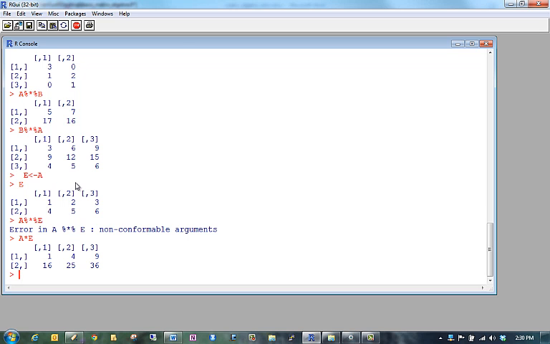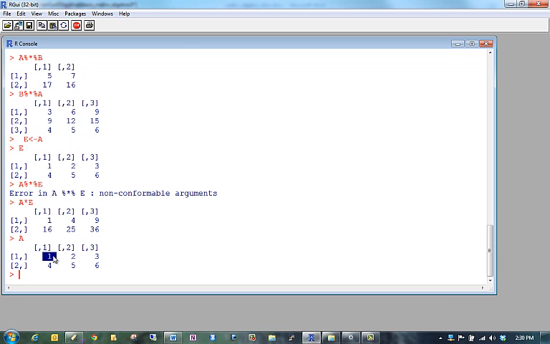So the first element of A, which is 1, is multiplied by the first element of E, which is 1. So you take 1 times 1, I get 1. Let's look at the 2, 3 element, 6 and 6. 6 times 6 is 36. Notice that to do element-wise multiplication, you need to have matrices of exactly the same dimension. But my main purpose of showing this to you is to show you what the asterisk does and how it differs from the percent asterisk percent syntax in R.